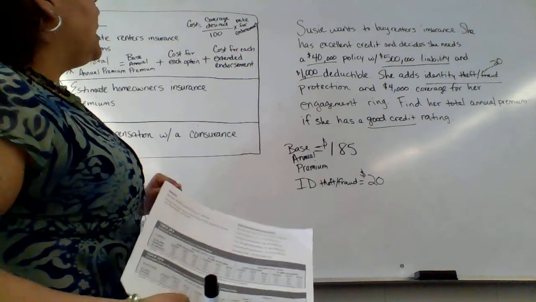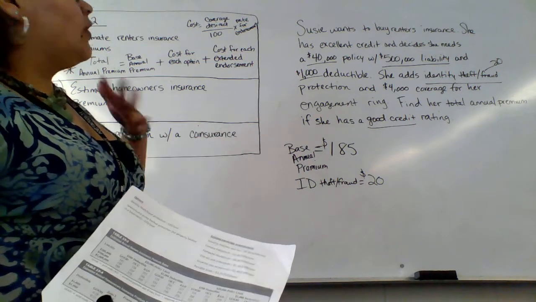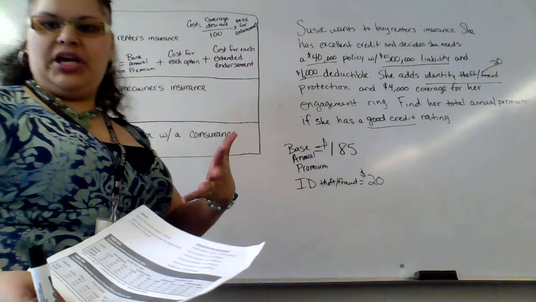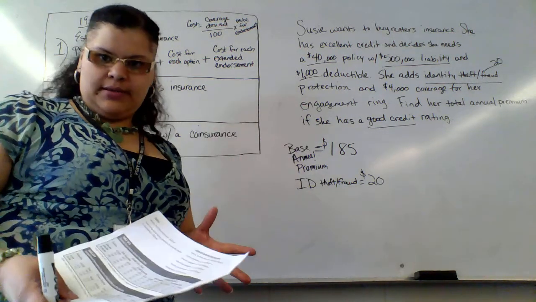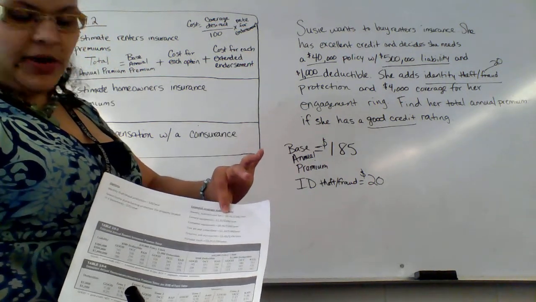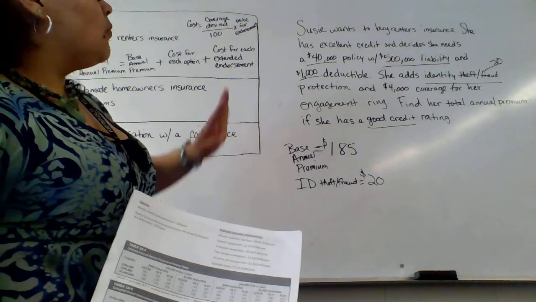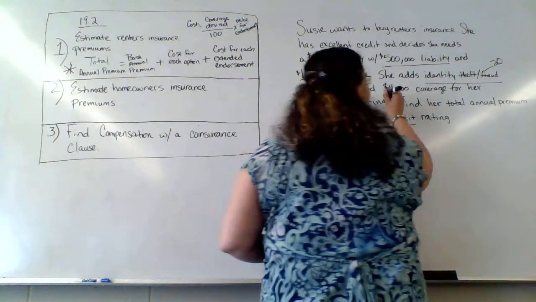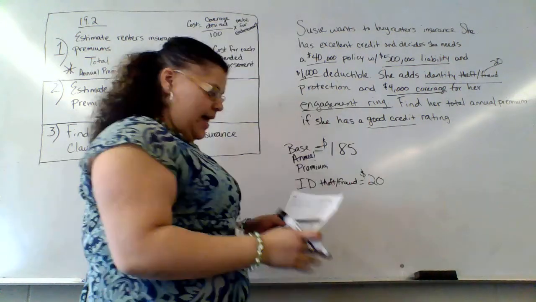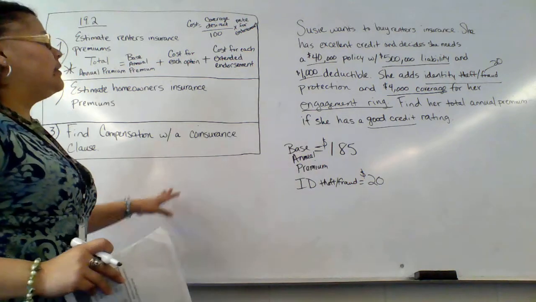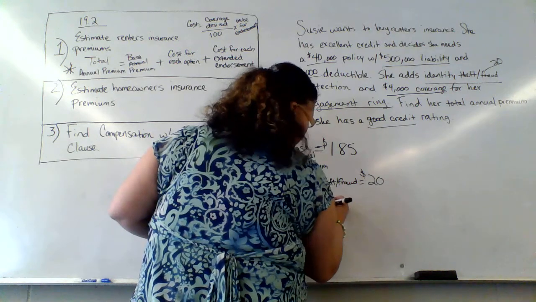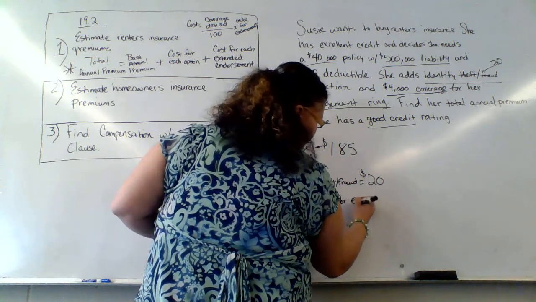So that's one. And now we have to find the cost for her extended endorsement. An endorsement would be an item like a camera, a ring, jewelry, watches, all kinds of things like that. So there's a category for jewelry, watches, and furs. They're 80 cents per every $100 per year. We noticed that she wanted to add $4,000 coverage for her engagement ring, so we're going to have to calculate the cost for that endorsement.